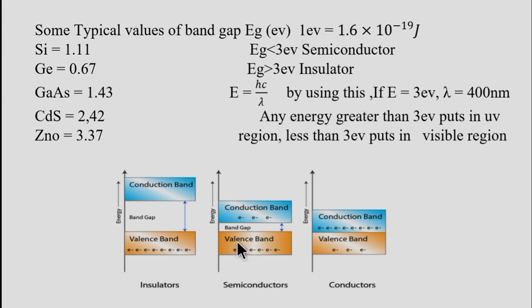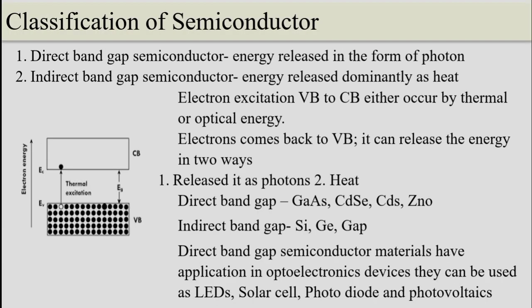Now this is the band structure of a semiconductor. We know that this is the valence band, which is completely filled, and this is the conduction band. Now this is the conduction band edge, and this is the valence band edge. This gap you call the energy gap or the band gap, which is the energy difference between the valence band and the conduction band.